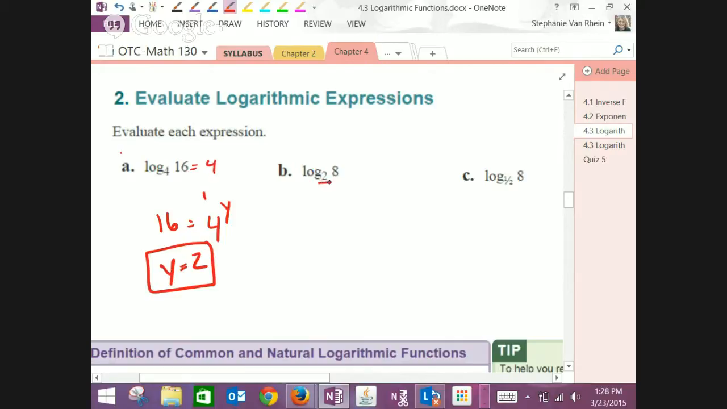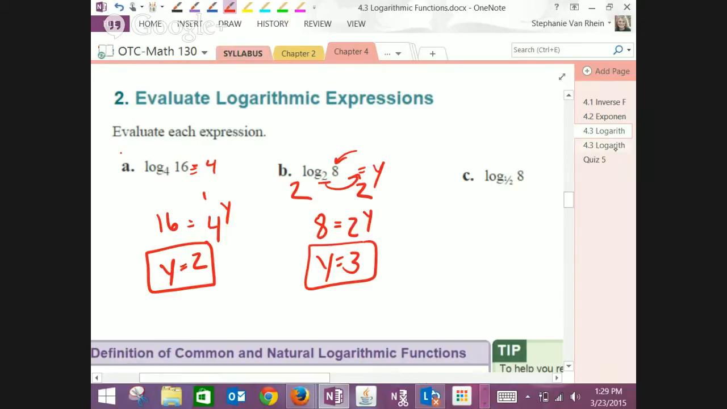So here, 2 to what power gives me 8? 3. So if you don't know the y, say, let's call it y. I take 2 to this power, 2 to this power, this gives me 8 equals 2 to the y. And then here, y would be 3. You don't have to write it as y, because this would just be equals 3.